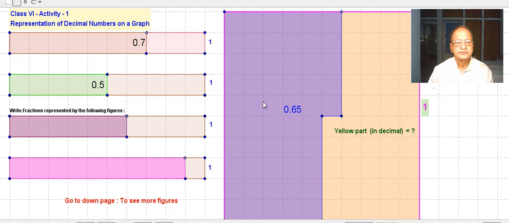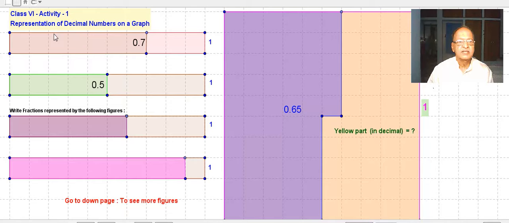Today in this video we are taking one activity of class 6 given in my book Joy of Learning Mathematics Class 6. How to represent a decimal on graph paper. A representation of decimal numbers on a graph paper. Suppose a single digit number is there.